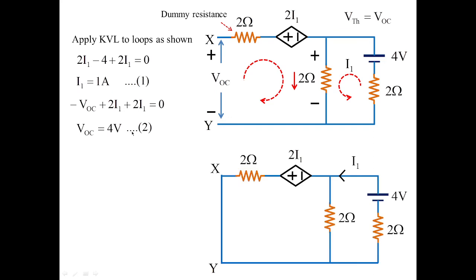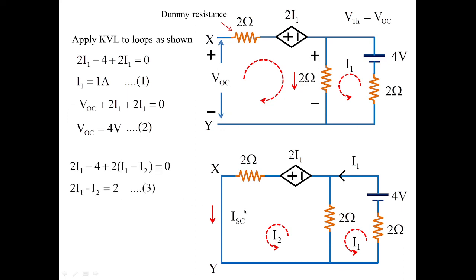You can comment in the chat box if you are finding any difficulty in solving the open circuit voltage. Now let us find the short circuit current. Remember, R Thevenin is equal to open circuit voltage by short circuit current. So we have to find the short circuit current over this particular load. When I have shorted this, I have formed two loops, I1 and I2. Let me apply KVL to these two loops to obtain the values of I1 and I2. Once I1 and I2 are obtained, I short circuit is equal to I2.